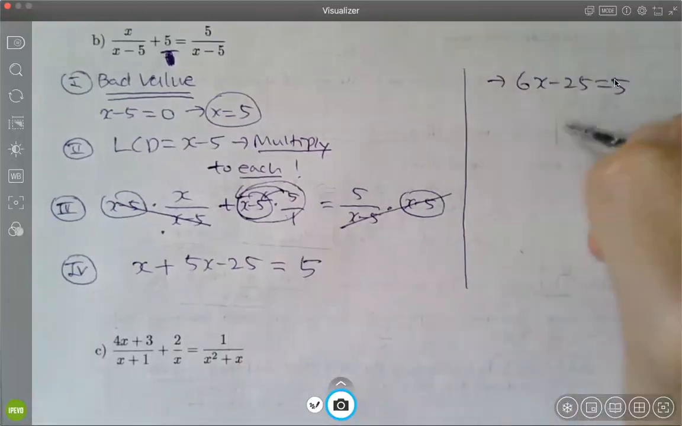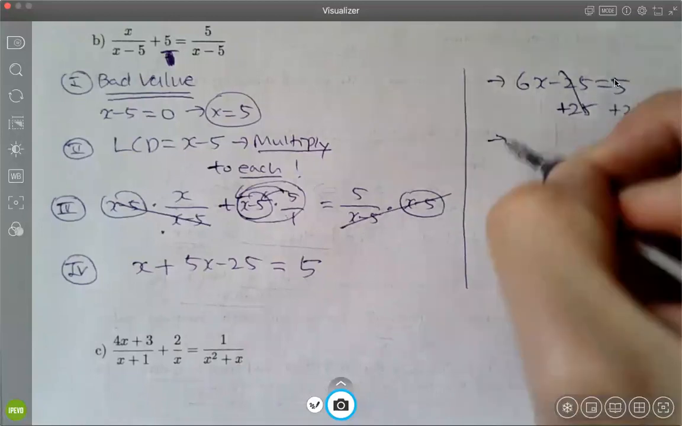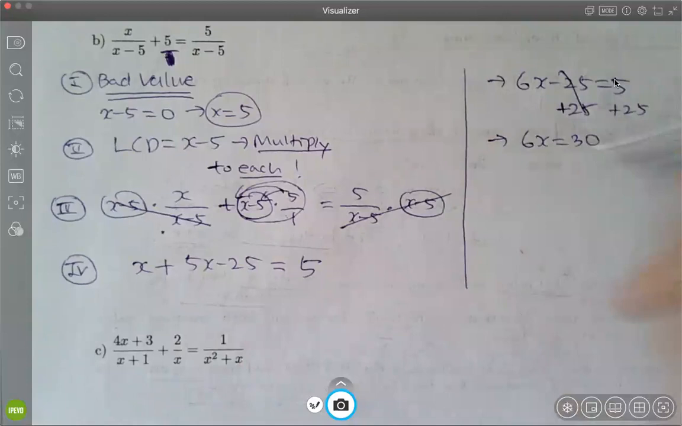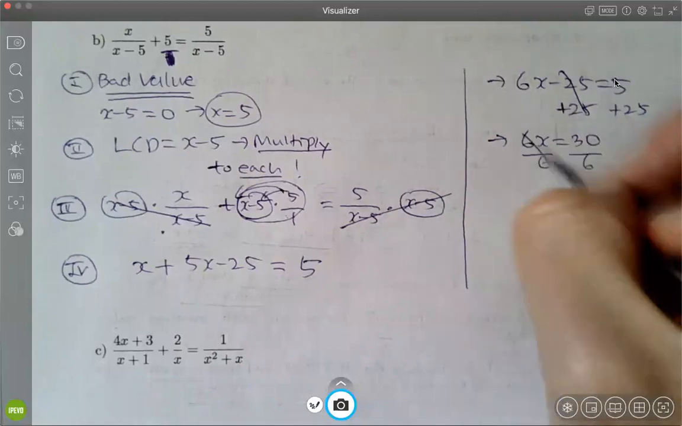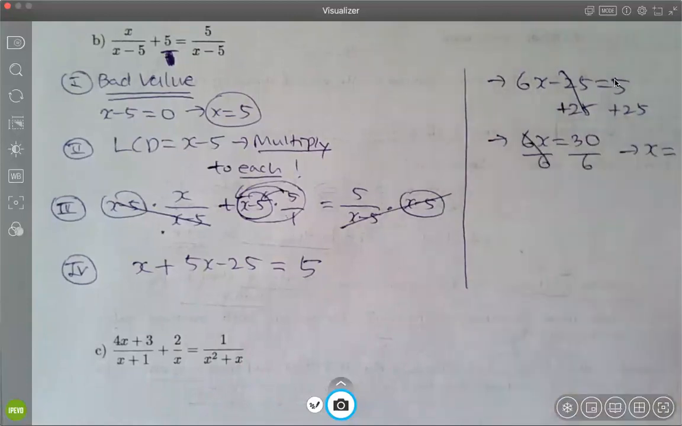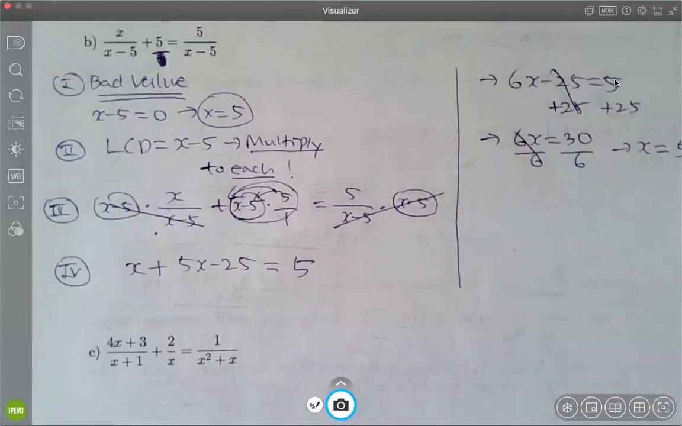And then we add 25 and divide by 6. So 6x is equal to 30, and then divide by 6. So x is equal to 5. So that's the answer, right? And that's the bad value. That's the bad value.